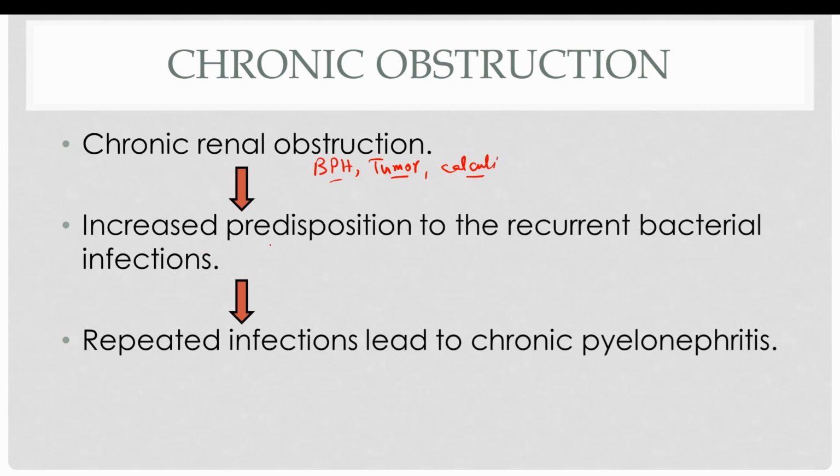Chronic obstruction increases the predisposition to recurrent bacterial infections due to increased colonization of the bacteria, and the repeated infections lead to chronic pyelonephritis. Likewise, there is also an increased chance of kidney atrophy in severe cases.